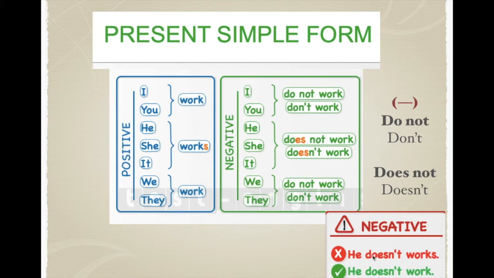So "he doesn't works" is incorrect because we have a double S, one S here and one S here. We only need one in the auxiliary: he doesn't work. Okay, so the S in the positive for he, she, it, and the S in the auxiliary doesn't or does not, but not in the verb. Okay?